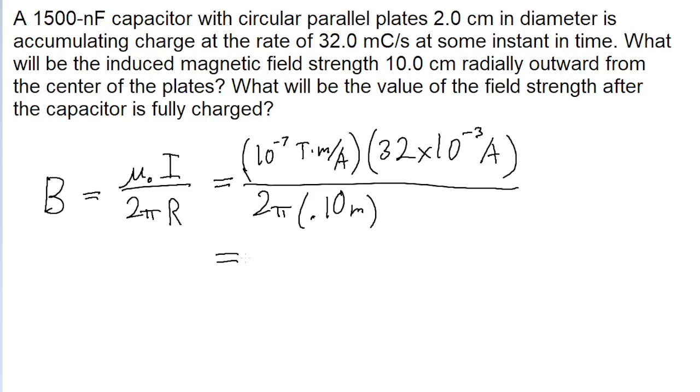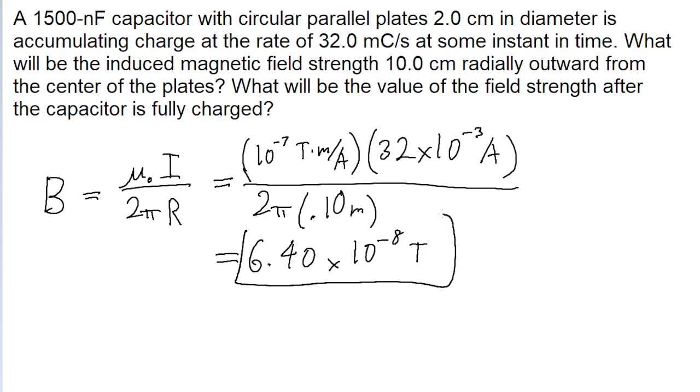If you put that into a calculator, then we find the magnetic field strength to be 6.40 times 10 to the power of negative 8 teslas. So that is the magnetic field as the capacitor is being charged.